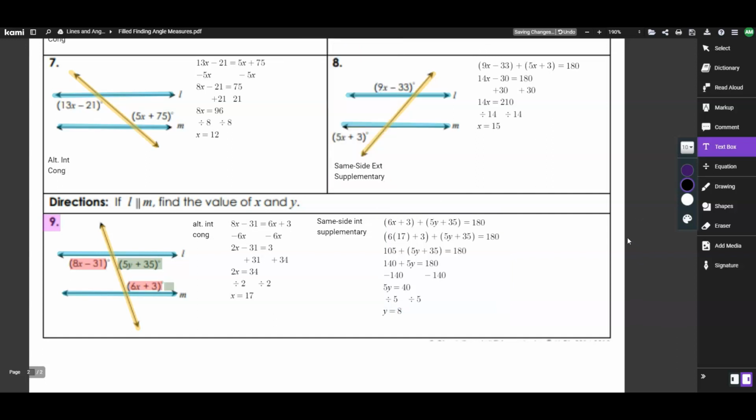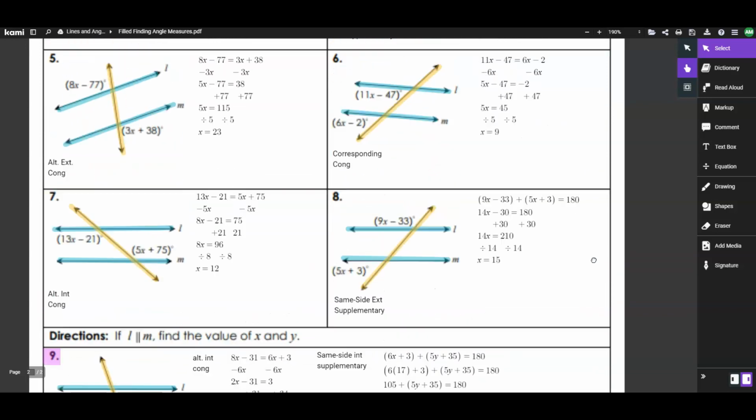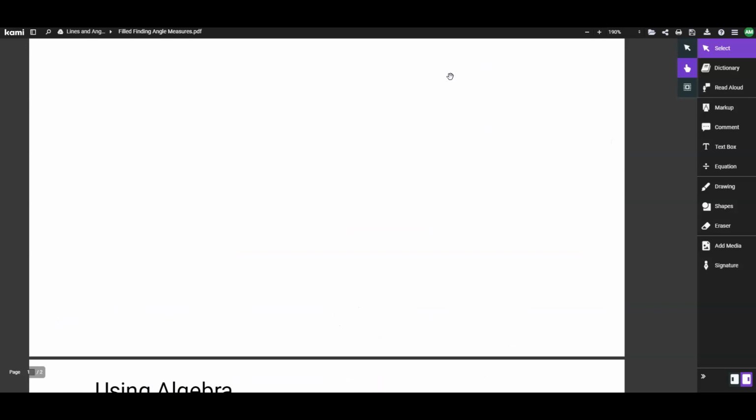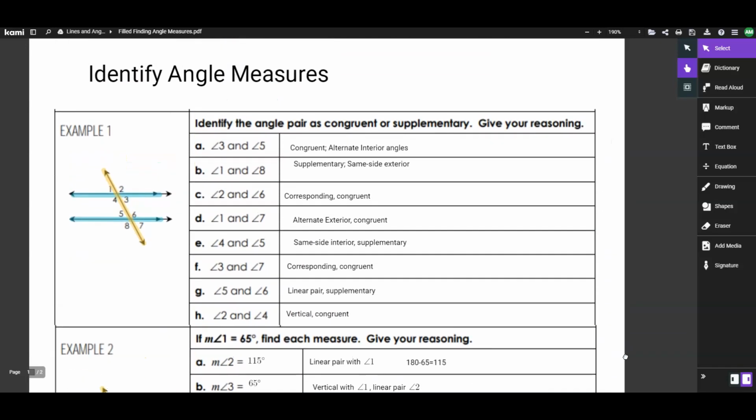So that is this entire note page of how to use algebra to determine missing angle measures when given parallel lines cut by a transversal. For full credit for the notes, you will need the highlighted questions, so 9, 4, 2, 1, and the entire first page. So all of these have to be done together.